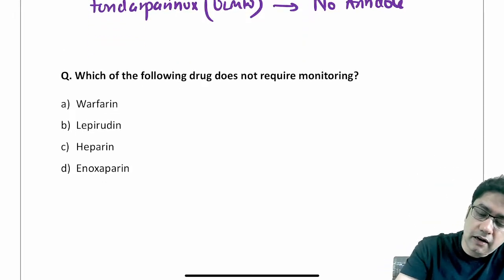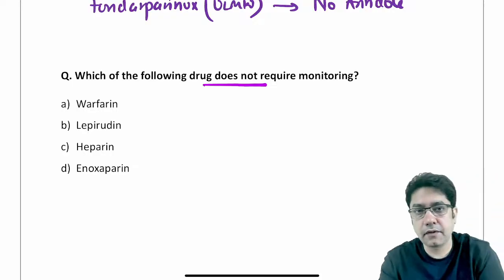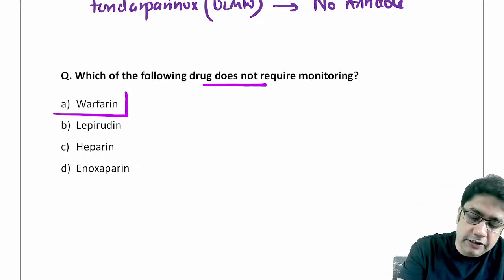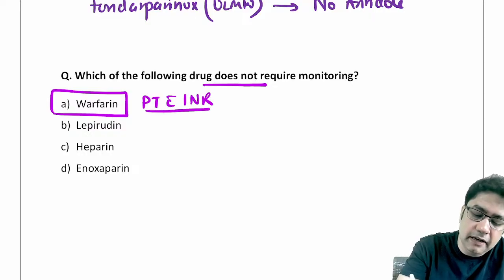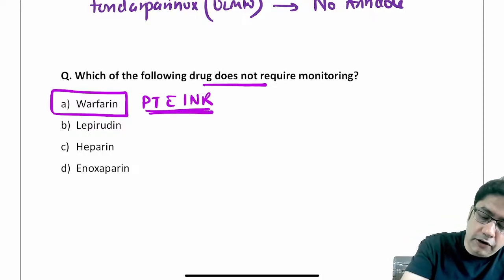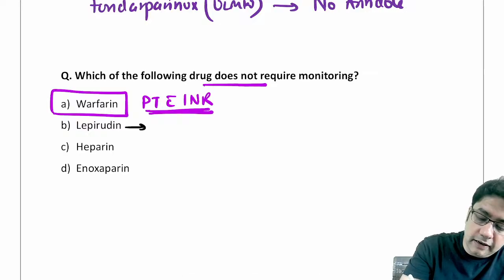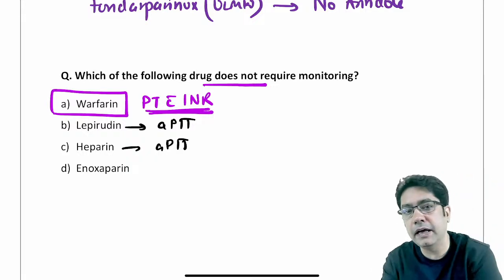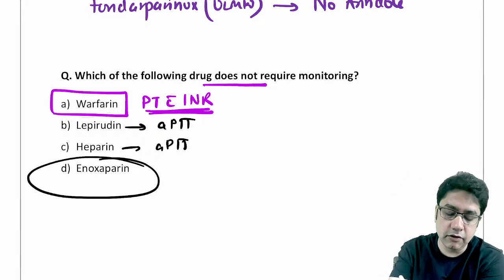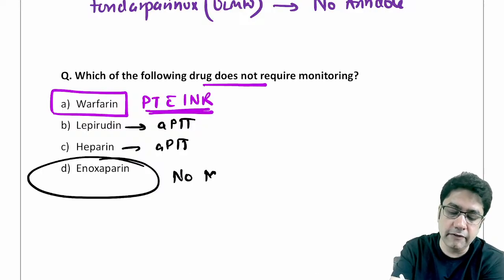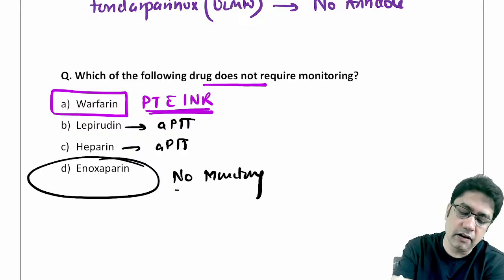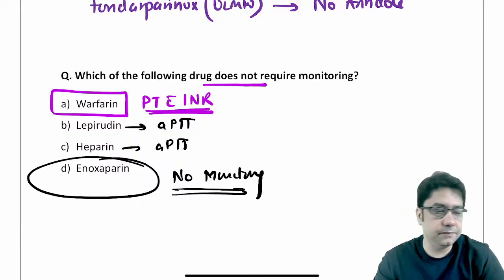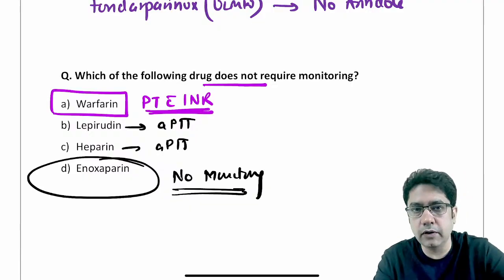So which of the following drugs does not require monitoring? Remember, warfarin requires monitoring. Yes, we do PT with INR monitoring, prothrombin time with INR. Lepirudin requires APTT monitoring. Heparin also requires APTT monitoring. Remember, high molecular weight heparin requires monitoring, while enoxaparin, which is a low molecular weight heparin, is a much safer drug. No monitoring is required. Okay, no monitoring is required.